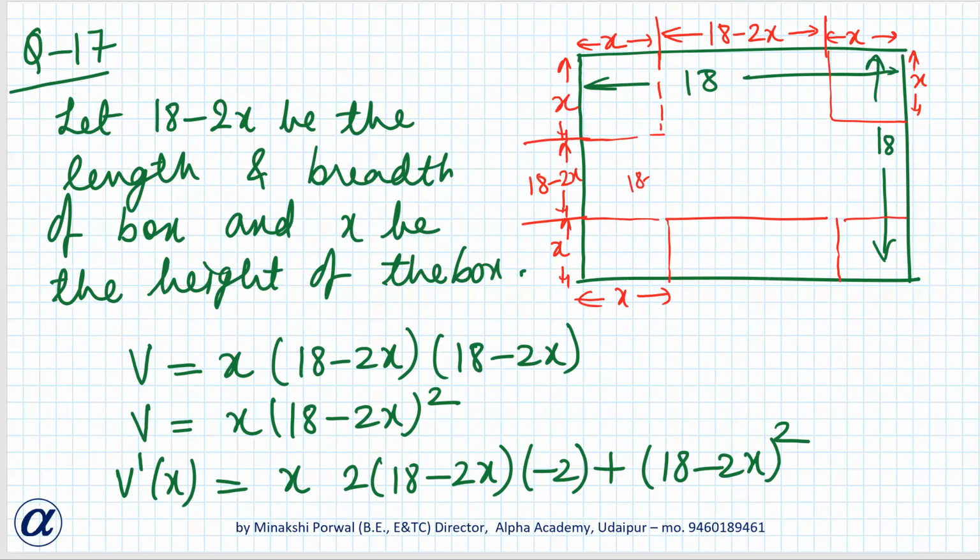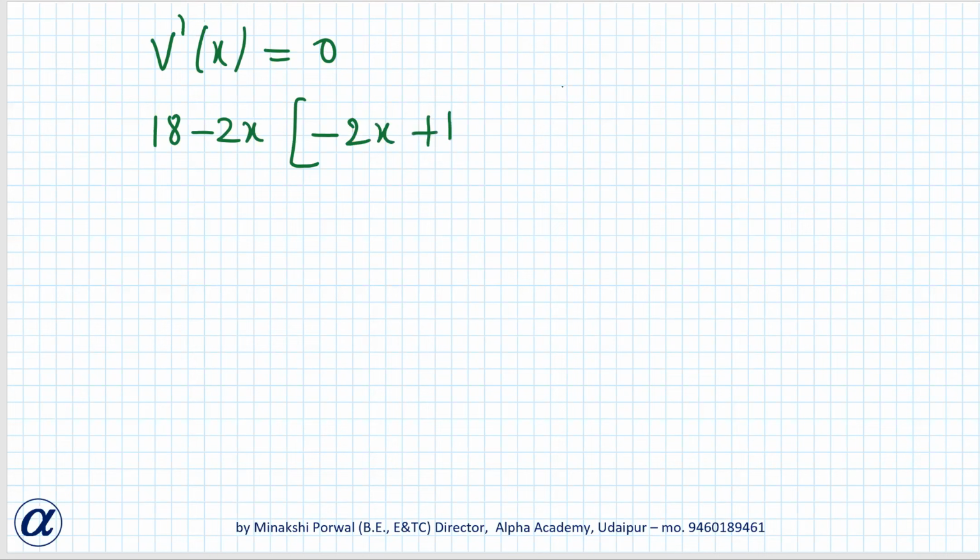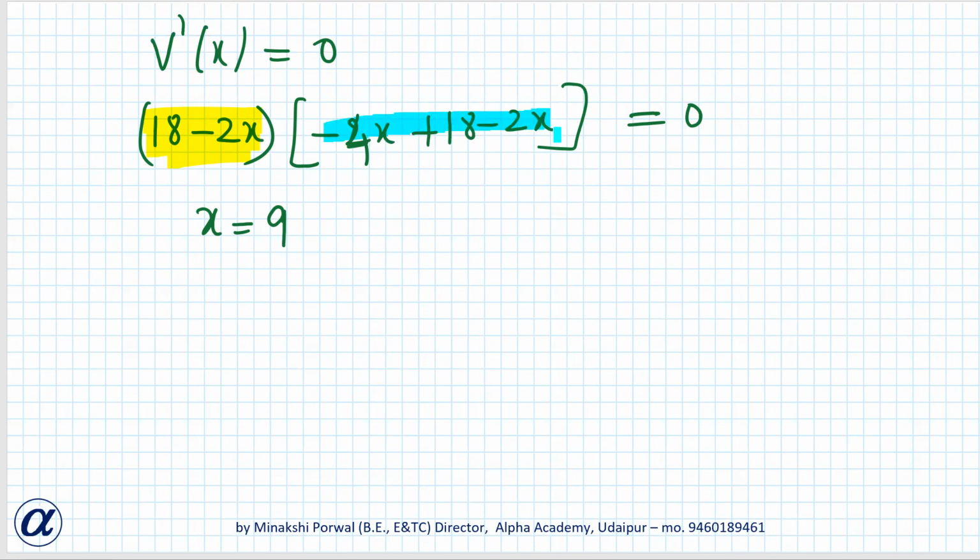Okay, now putting v dash x equals to 0, so it will be 18 minus 2x, if we take outside it is minus of 2x plus 18 minus 2x, or minus of 4x, sorry, minus of 4x plus 18 minus 2x equals to 0. So x will be, when we put this term equal to 0, we will get x equals to 9, and when we put other term equal to 0, 18 minus 6x equals to 0, so x will be equal to 3.